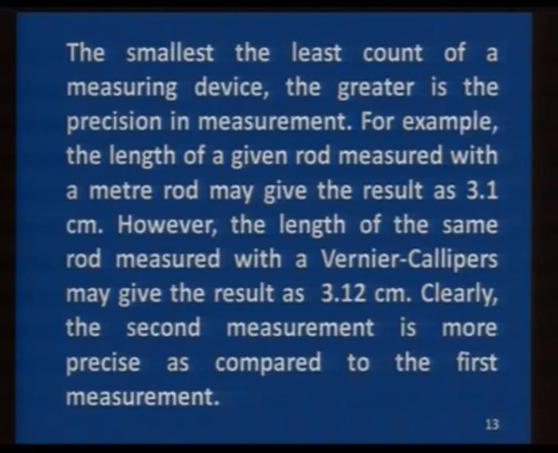For example, the length of a given rod measured with a meter rod may give the result as 3.1 centimeter. However, the length of the same rod measured with a vernier calipers may give the result as 3.12 centimeter. Clearly, the second measurement is more precise as compared to the first measurement.